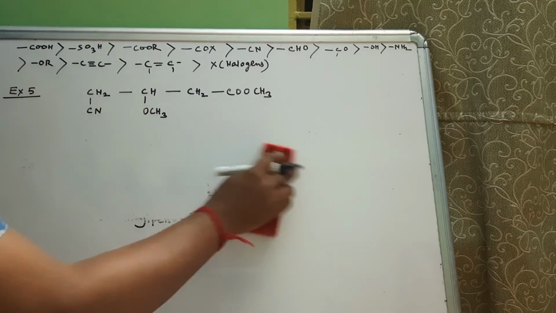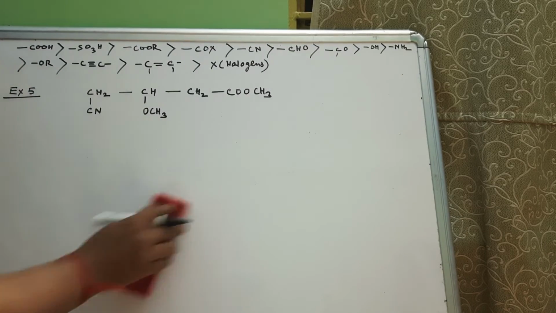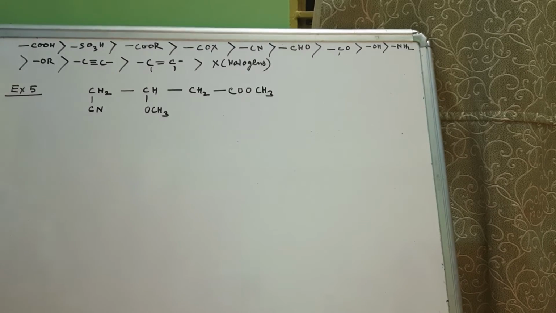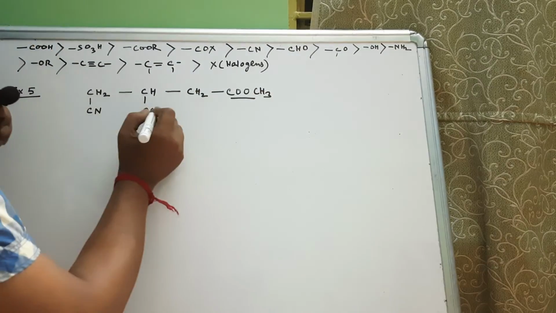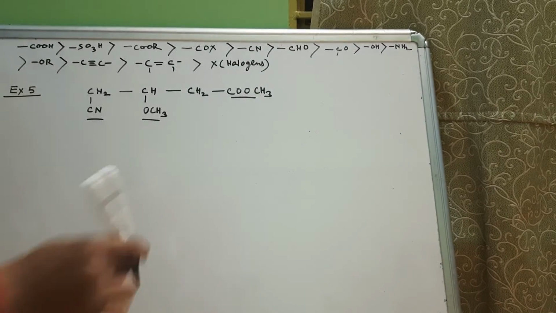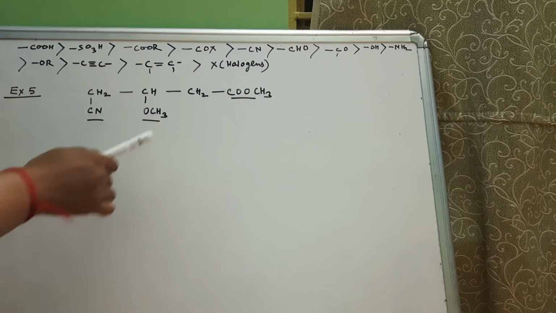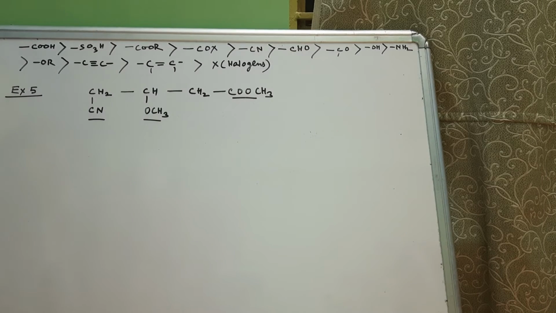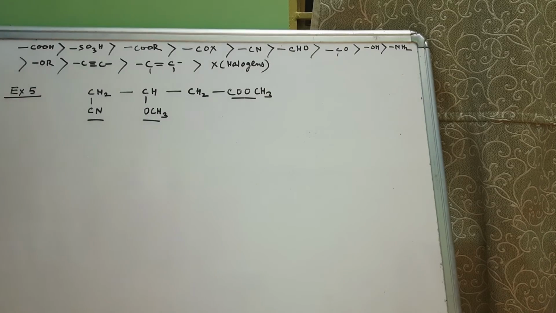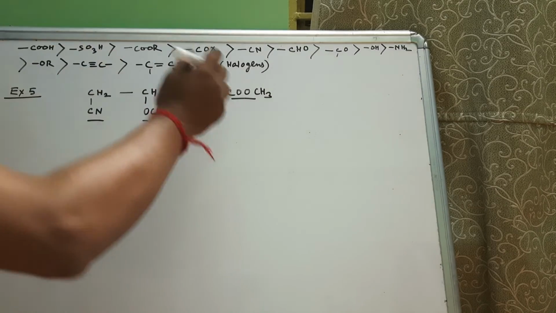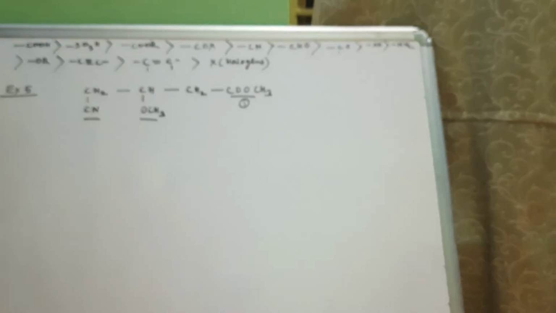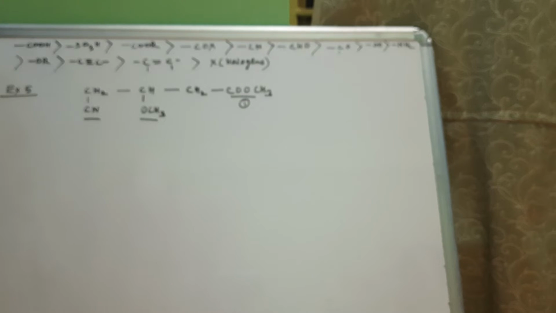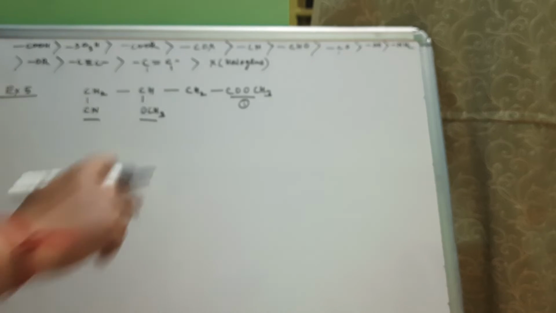So here actually there are three functional groups. This one, this one and this one. This is the ester, this is the alkoxy OCH3, and this is the nitrile CN. So among these three functional groups, which one will be the primary functional group? If you follow the order, this one is the primary functional group. That means the main organic compound is an ester. So nomenclature will be alkyl alkanoate, because of the ester primary functional group.